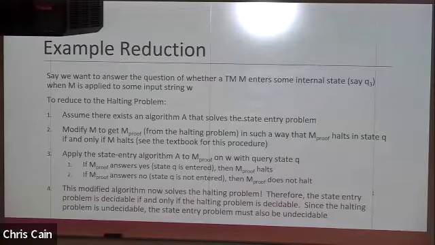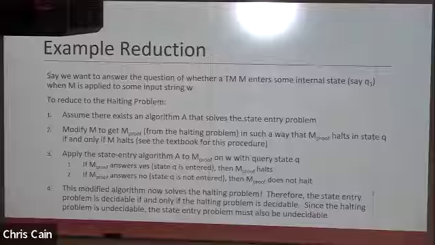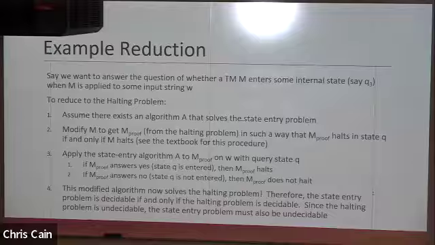So we've now solved the halting problem. The state entry problem was decidable if and only if the halting problem was decidable. Since the halting problem is undecidable, the state entry problem must also be undecidable. We have P implies Q and not Q. Those are the two things that we know. We can conclude not P. Questions on that?